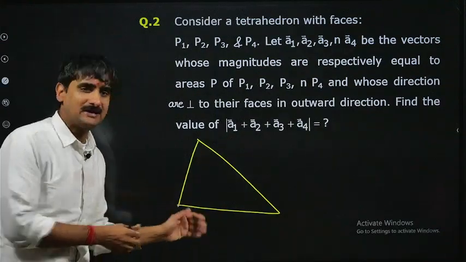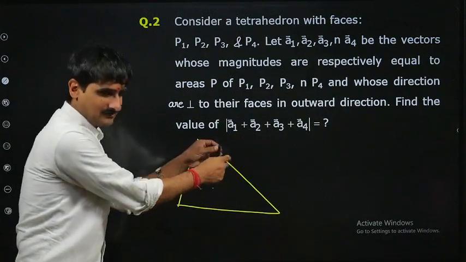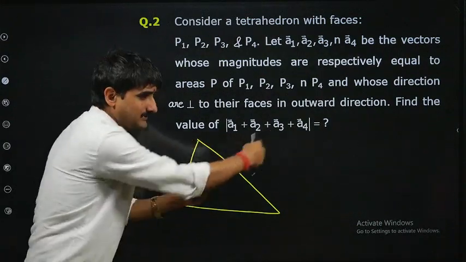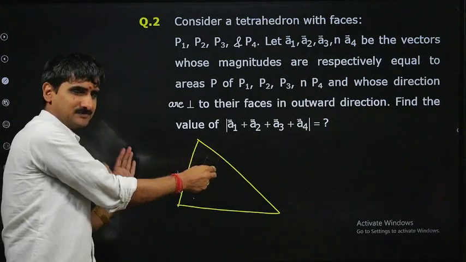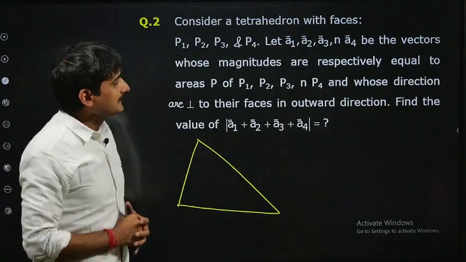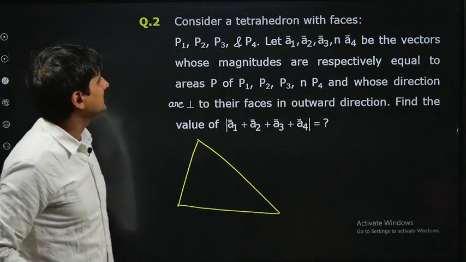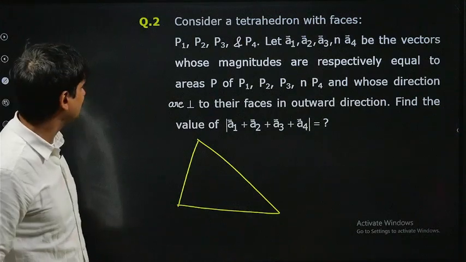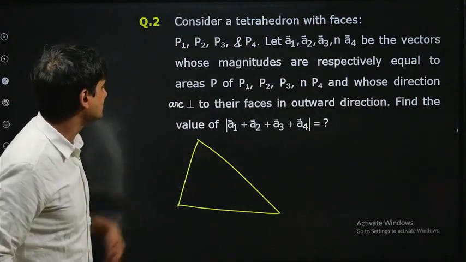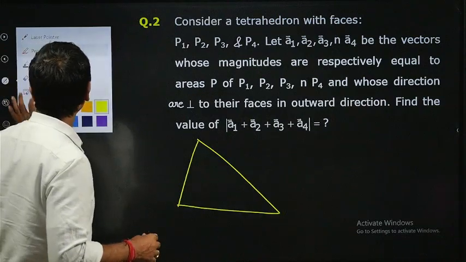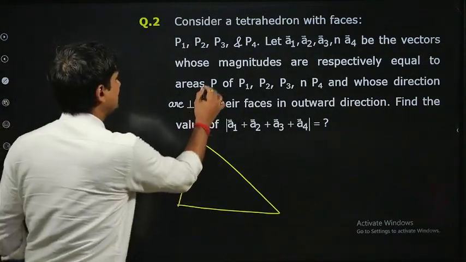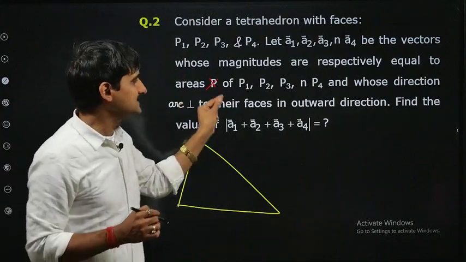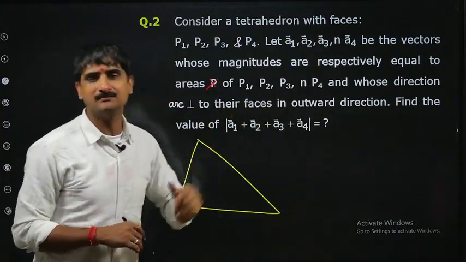One is the base, and then one face is like this one, one face is this one, this side, and the other face is this side, okay. So now let vector a1, vector a2, vector a3 and vector a4 be the vectors whose magnitudes are respectively equal to the areas of the faces P1, P2, P3 and P4, okay.